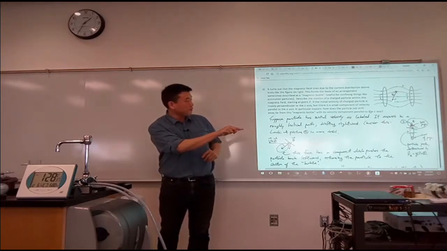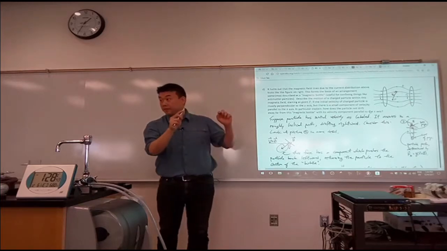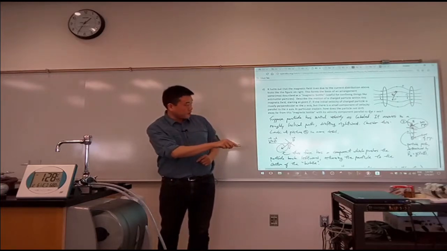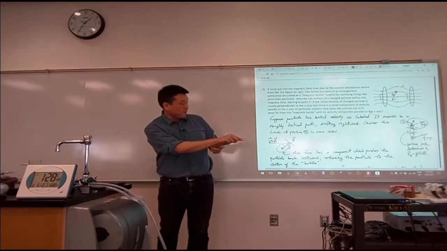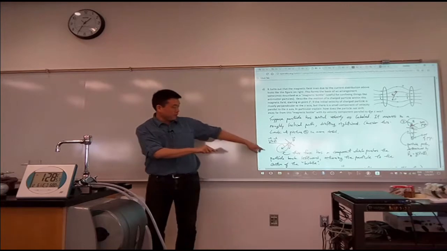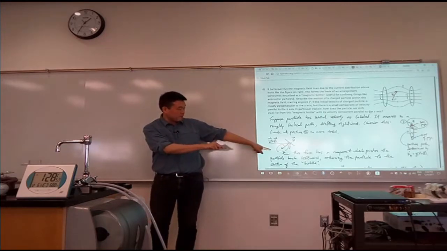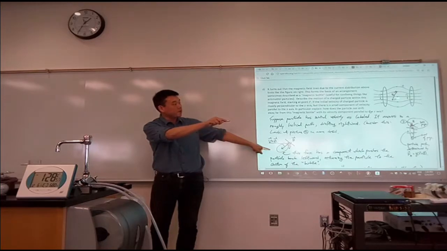What's the force on the particle as it's around this portion here, as it's about to drift out of the bottle? When you look at the force carefully, this is the direction of the magnetic field, and the force on the particle when it's here, you'd realize that the V cross B has a component that's pushing the particle backward, back towards the center of the arrangement.